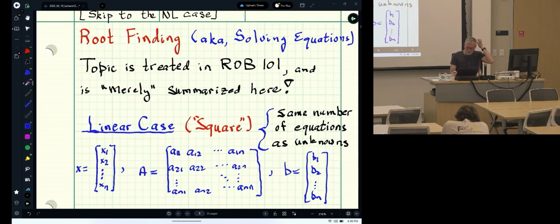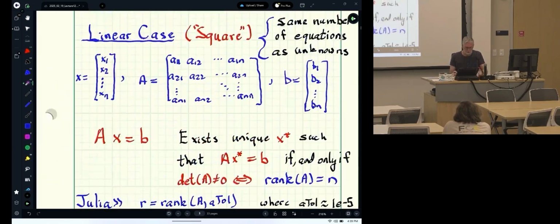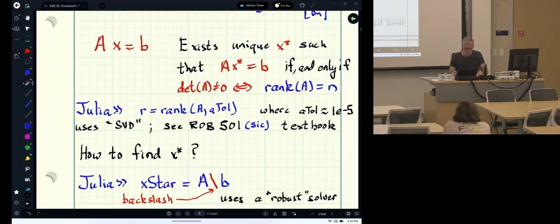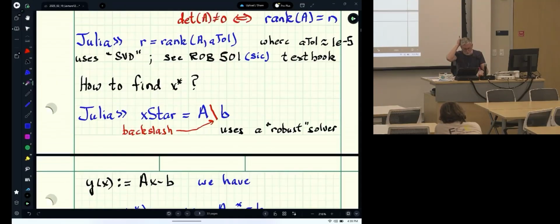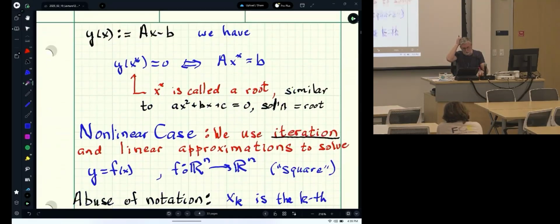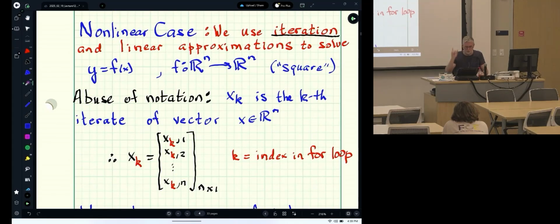Okay, so here, this was covered pretty well in Rob 101. The linear case is reviewed here in case you need it. But what we're going to do now is work on the nonlinear version of root finding. And once again, this was a topic that was treated in chapter 11 in Rob 101.